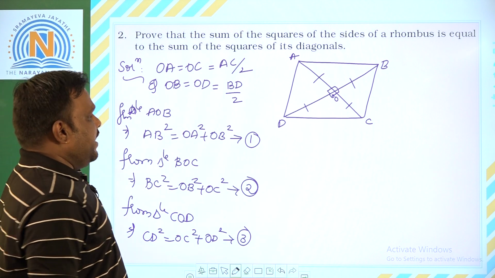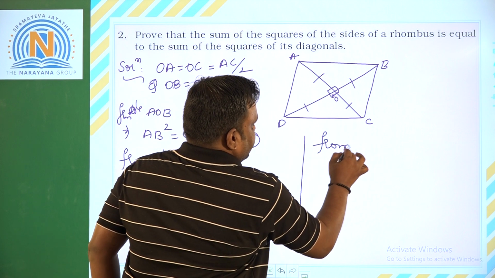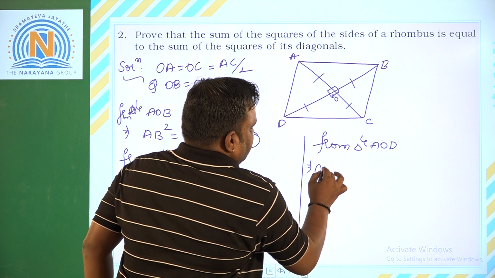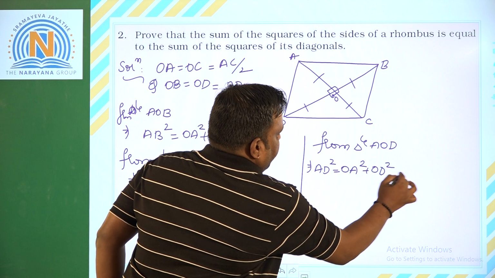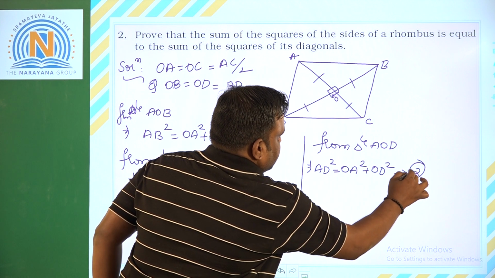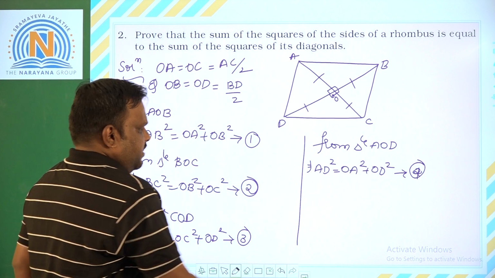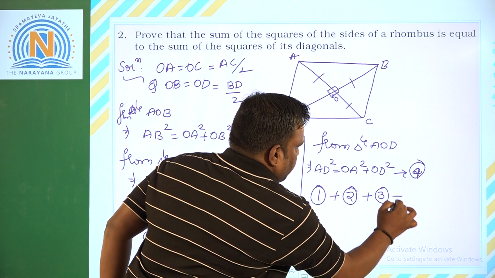Okay, again triangle AOD, that is the fourth triangle. So from triangle AOD, AD square is equal to OA square plus OD square. This is the fourth equation. Now what I am going to do here is add all the four equations, that is equation 1 plus 2 plus 3 plus 4.